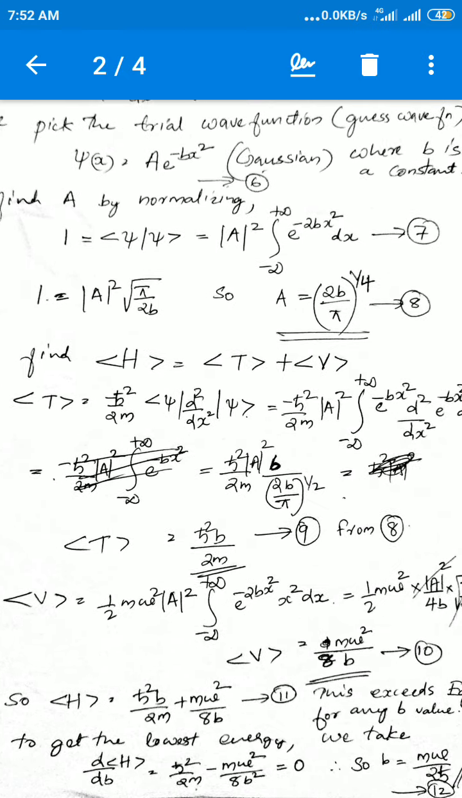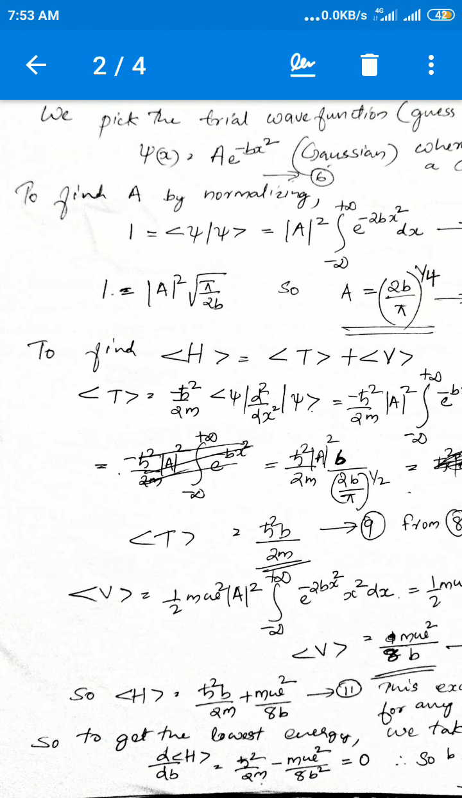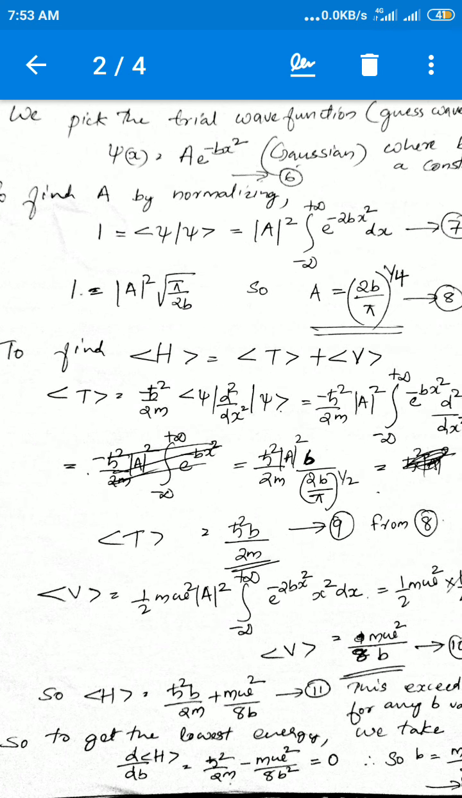So to find out the lowest energy, we take the derivative of H expectation with respect to b. So b is the variable there. For any value of b, this H expectation will be either equal to Eg or greater than Eg. So to find the lowest energy, you take the derivative with respect to b and equate it to 0, and you will get the value of b for the ground state energy. Okay, so d by db of H.